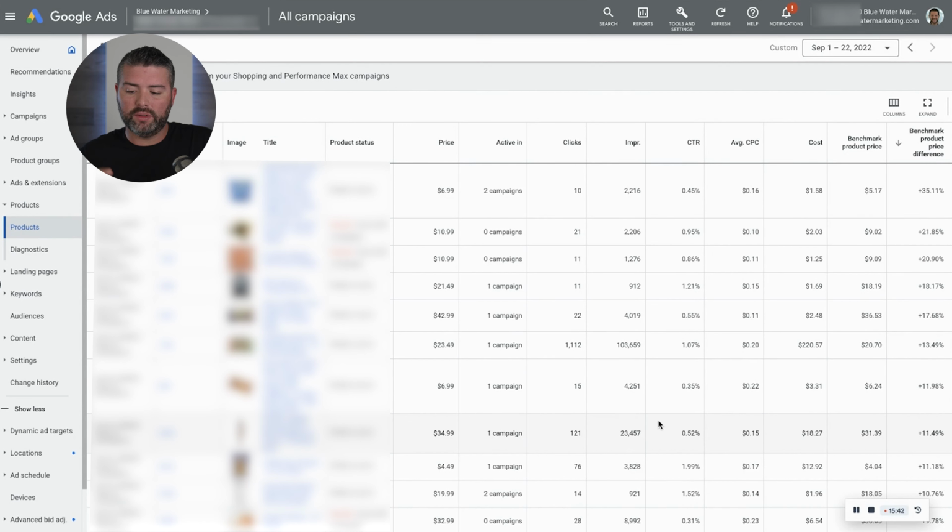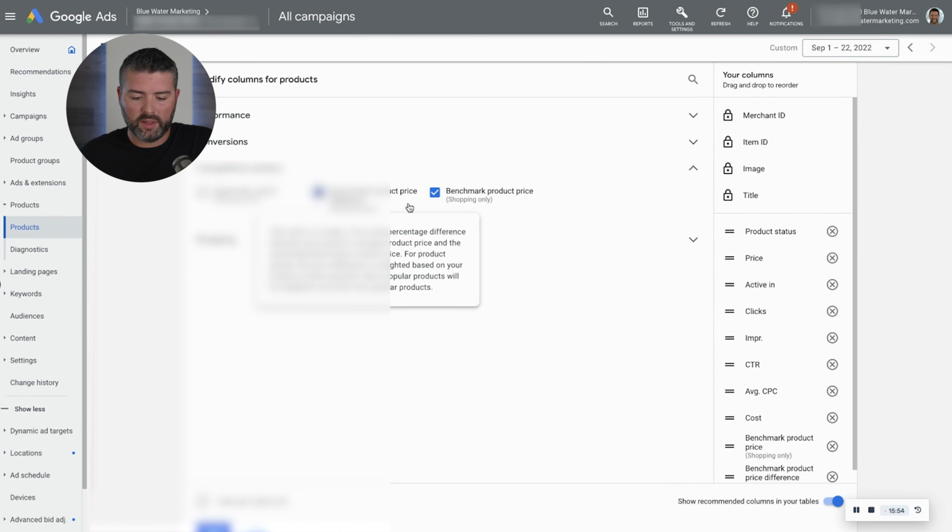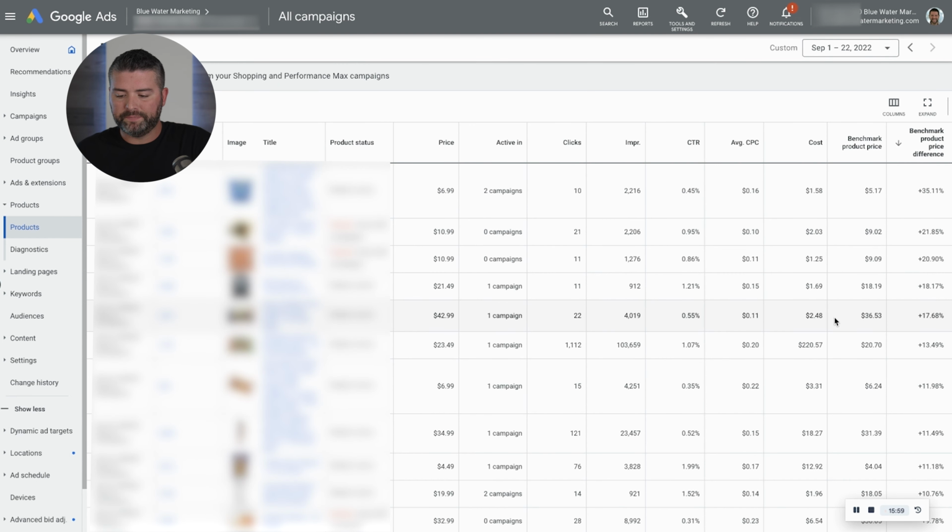The next step is to go into your products and establish what is your price difference between you and your top competitors, which you can see if you add them in as columns. You can just go to your competitive metrics, select benchmark product price difference and benchmark product price, apply, and you'll see that on some of our products, we're 35% over what some of our competitors are doing, 21%, 17%.